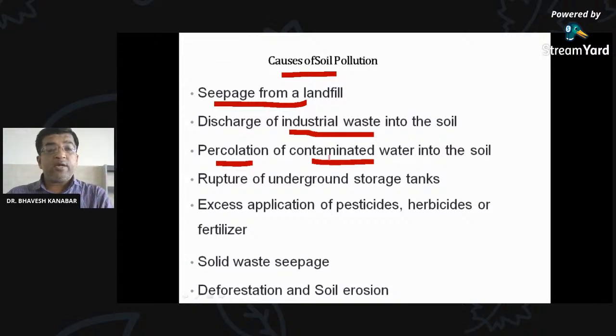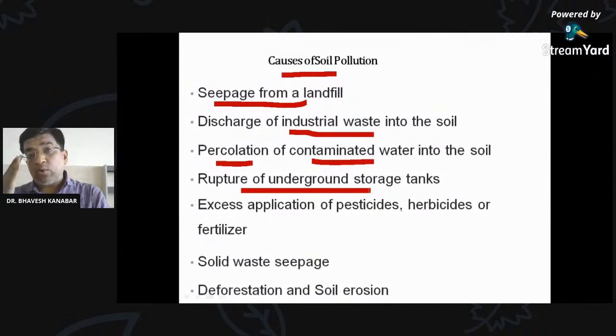So this contaminated water, industrial waste, seepage from the landfill, then rupture of the underground storage tank. You can see underground storage tanks in many industries as well as in many large units. There is underground storage for the water, underground storage for the other oil products. Like in the case of a petrol pump, you can see that petrol is coming from the underground stored tank. So if it is leaked, then this petrol, diesel, may leak into the land and it can cause soil pollution.